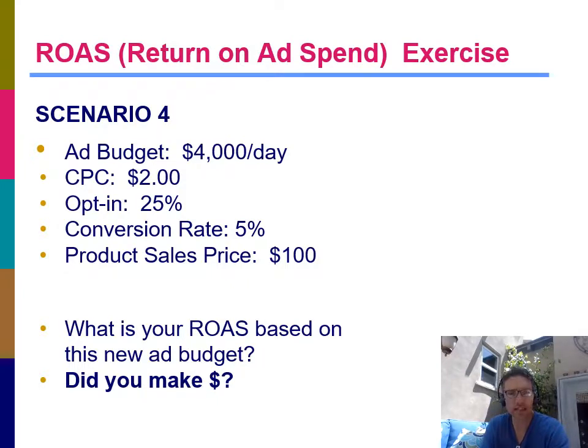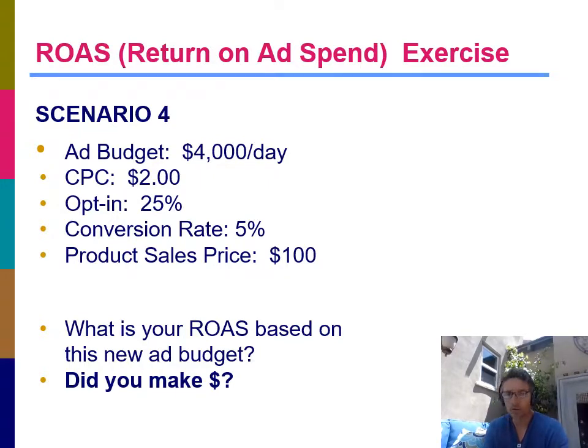Those 500 leads are now only converting at a 5% rate. So our sales are 500 leads times 5%, 0.05. That gives us 25 sales. And at a sales price of $100, those 25 sales transferred to $2,500 in gross sales. What's our return on ad spend? $2,500 in gross sales divided by our ad budget of $4,000.